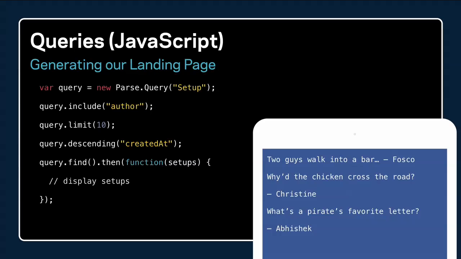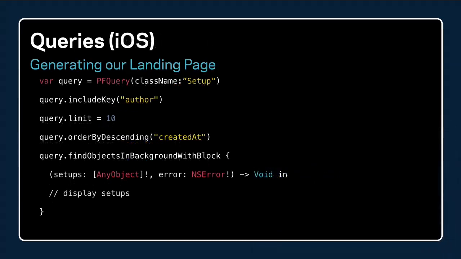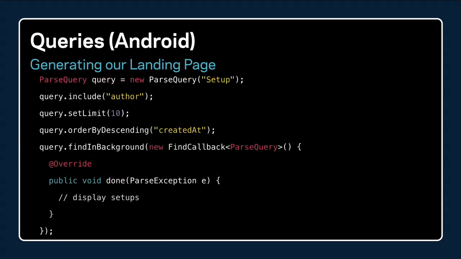And this sort of callback syntax should start to look a little familiar by now. iOS is very similar. Instead of ParseQuery, PFQuery, include, limit, order, and then findInBackground with block. The Android example, again, instead of PFQuery, you have a ParseQuery, but you have include, limit, order, findInBackground.